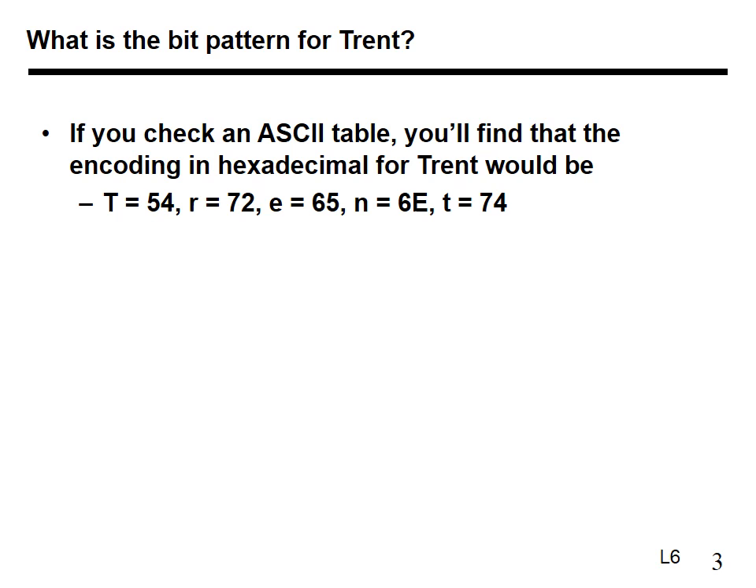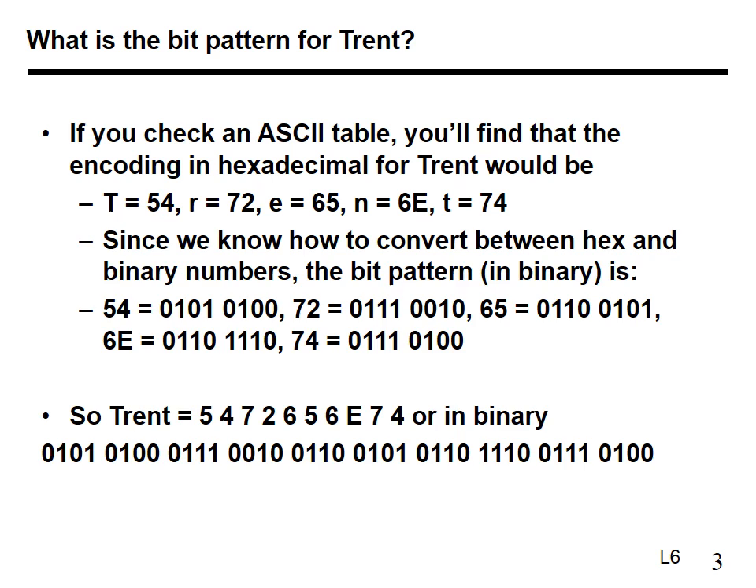So we can use our binary hex table to convert these hex values into binary values. And this is showing the coding, so the code for Trent in hexadecimal will be 54 72 65 6E 74, or in binary, that long, ugly looking binary number.